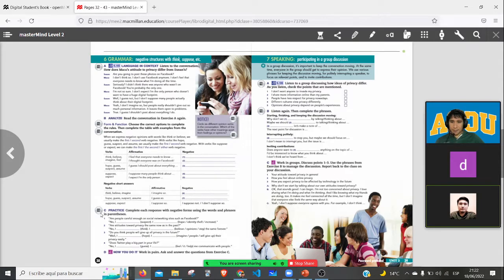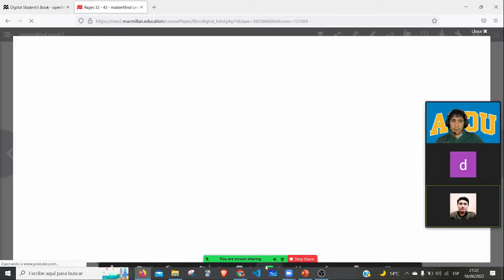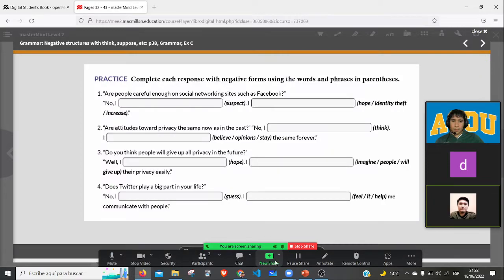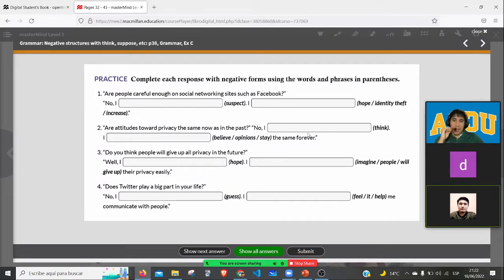With this one. Okay, practice. Complete each response with a negative form using the words in phrases in parentheses, okay? So the first one is going to be for Denise, the second for Jimmy, the third one Denise, the fourth one Jimmy, okay? So Denise, please start. Are people... No, okay, tell me no. You have to use an I statement. I suspect not.